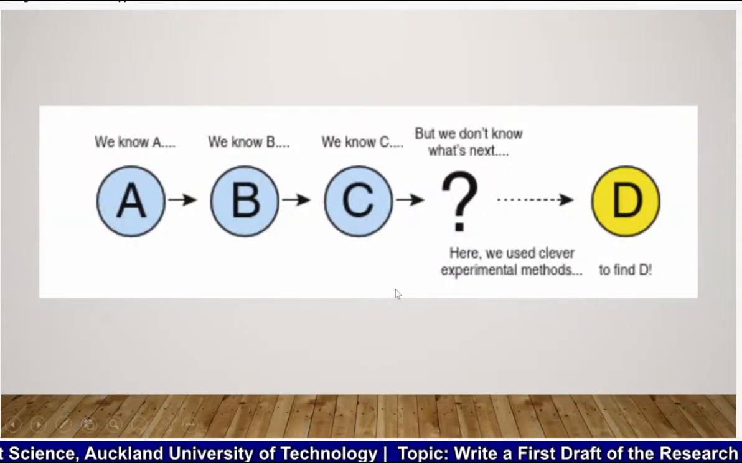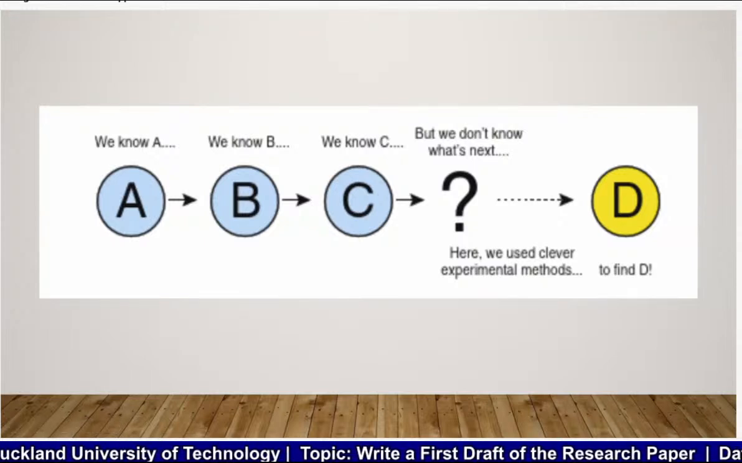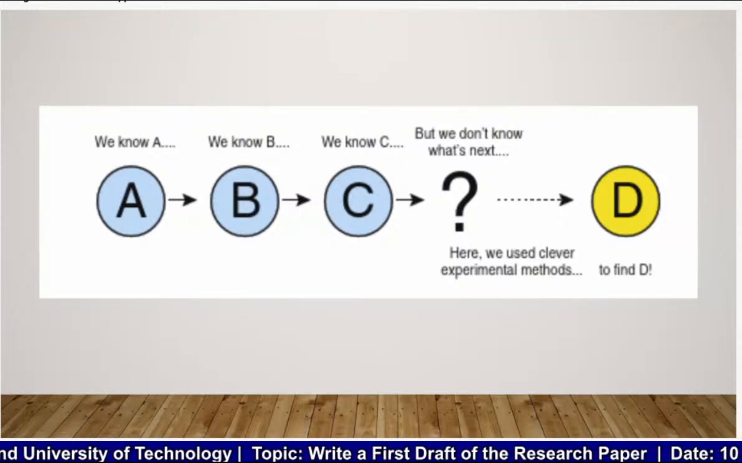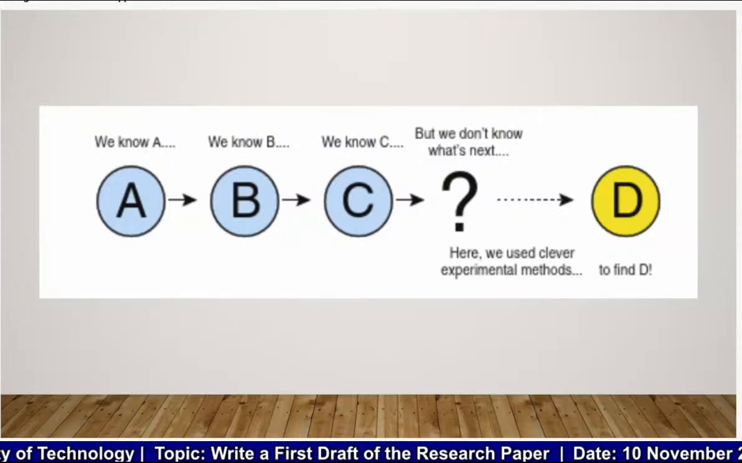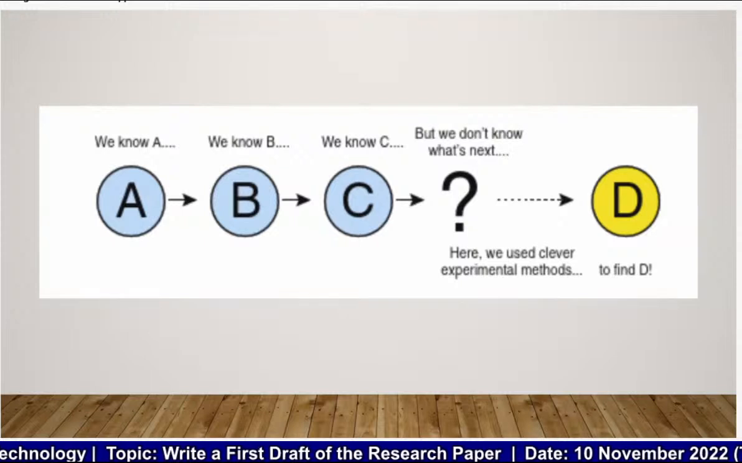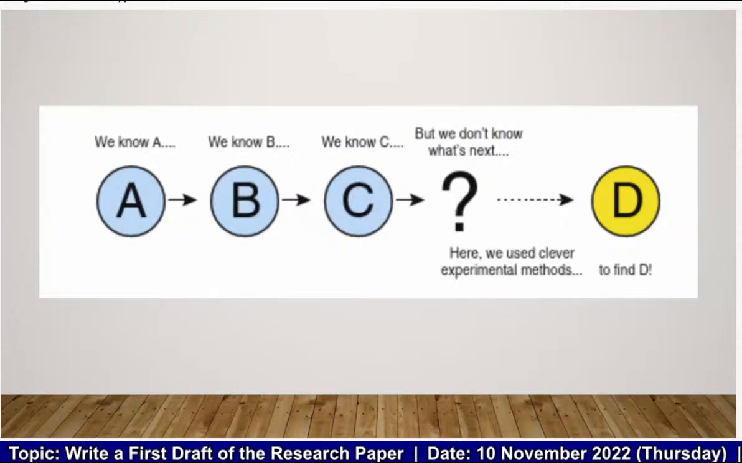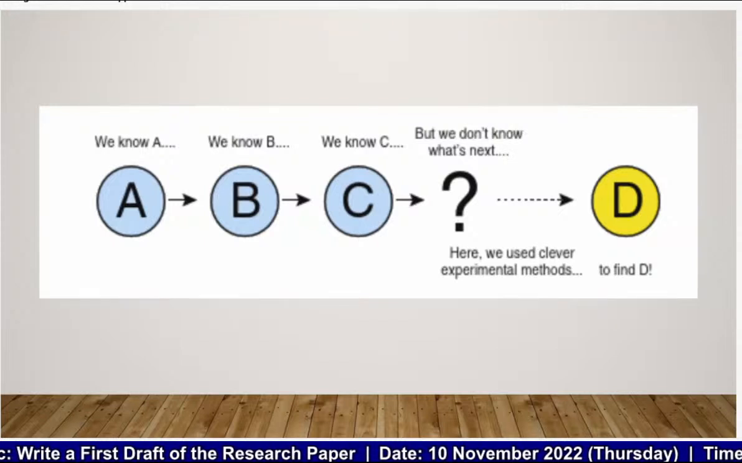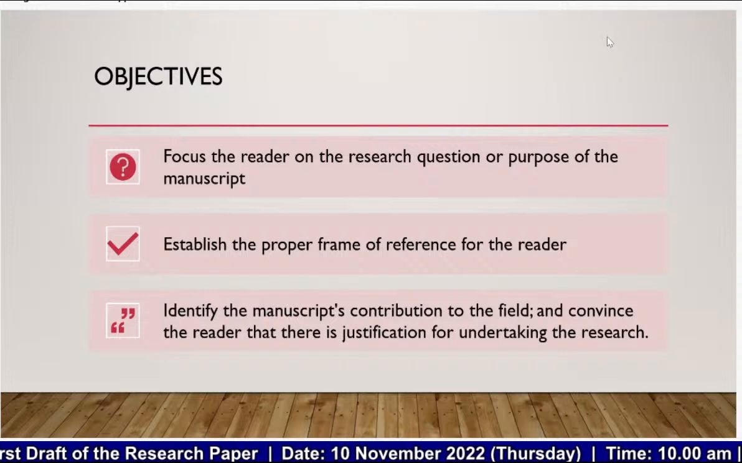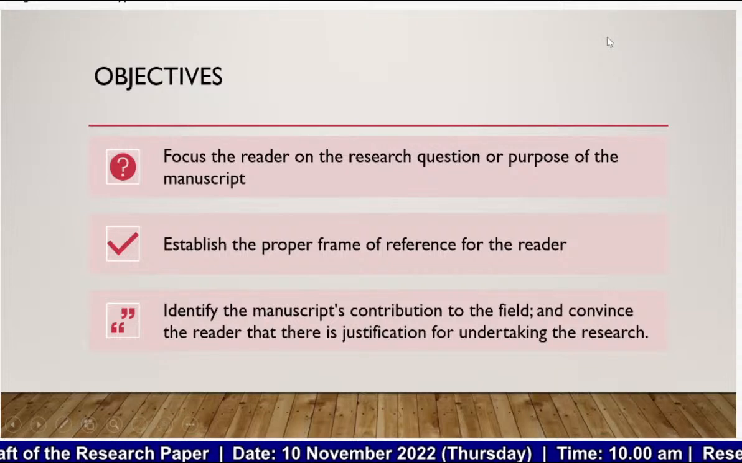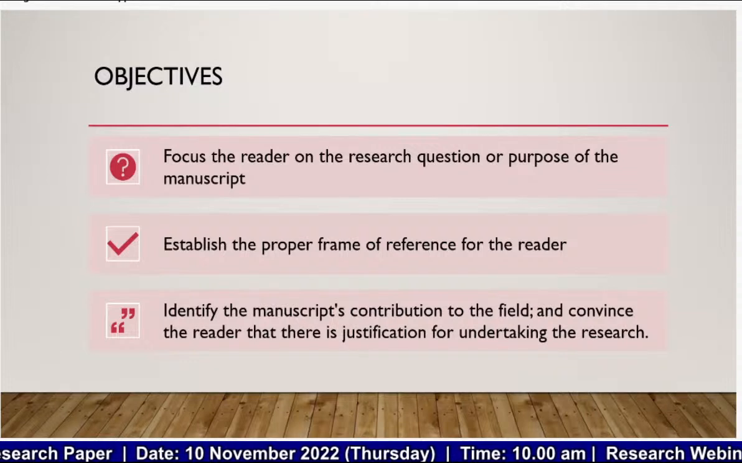So we know A, we know B, we know C, but we don't know what's next. Also, here is how we are going to go about it to find D. That's basically what you should do in your introduction to explain that to the reviewers. In terms of objectives, they're very important.